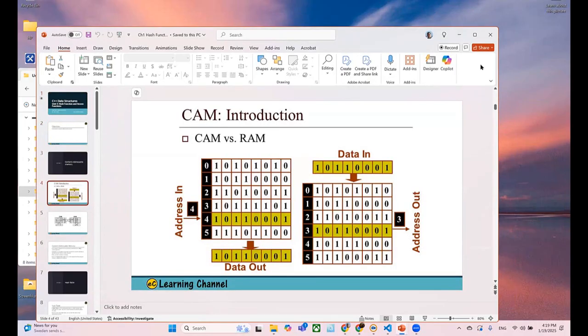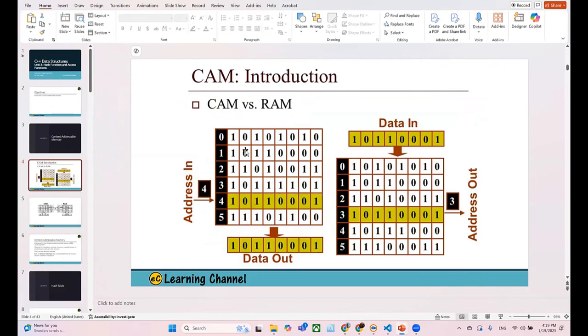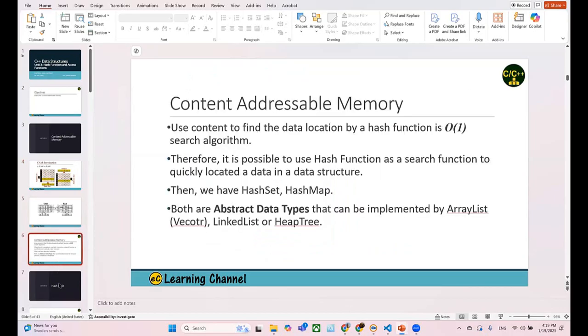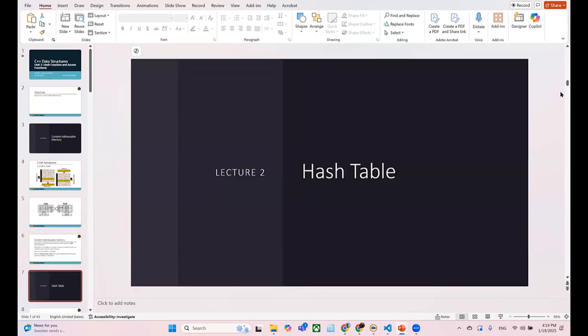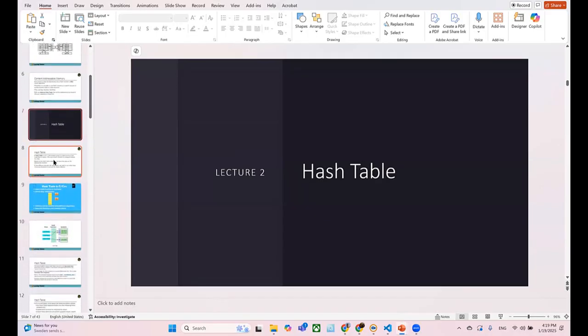So hash memory, you are content addressable memory. It is data in, address out. That's the purpose. So you have a hash function. Let's focus on the data collision.